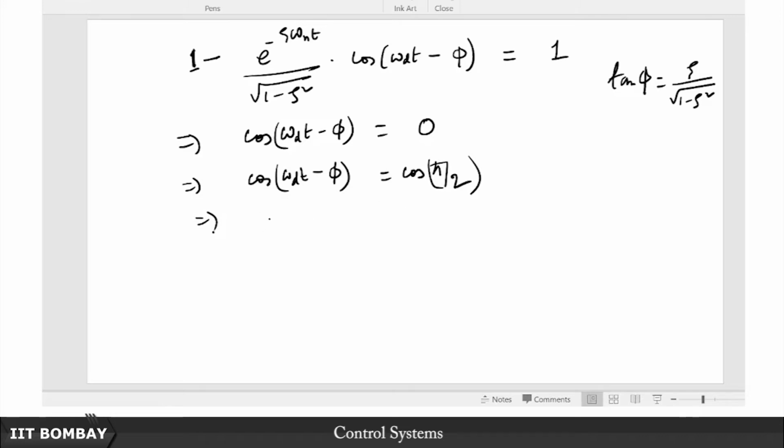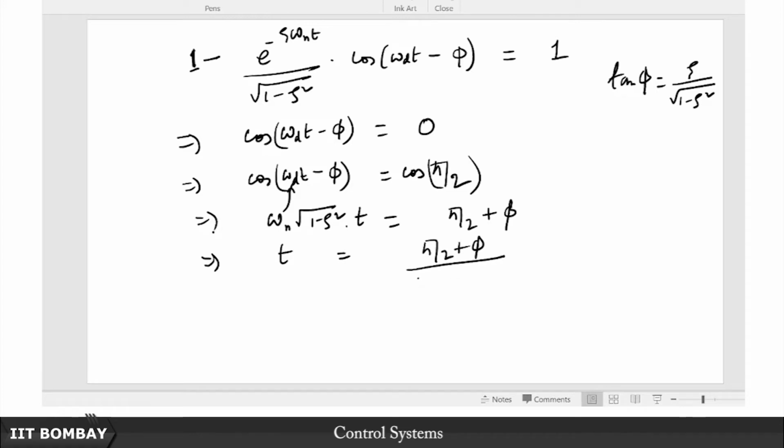Therefore, equating both sides, what we have is omega n root 1 minus zeta squared, which is nothing but omega d, times t, equal to pi by 2 plus phi. In other words, t can be given by (pi by 2 plus phi) over omega n times square root of 1 minus zeta squared, which can then be written as (pi by 2 plus sine inverse zeta) upon omega n square root 1 minus zeta squared.